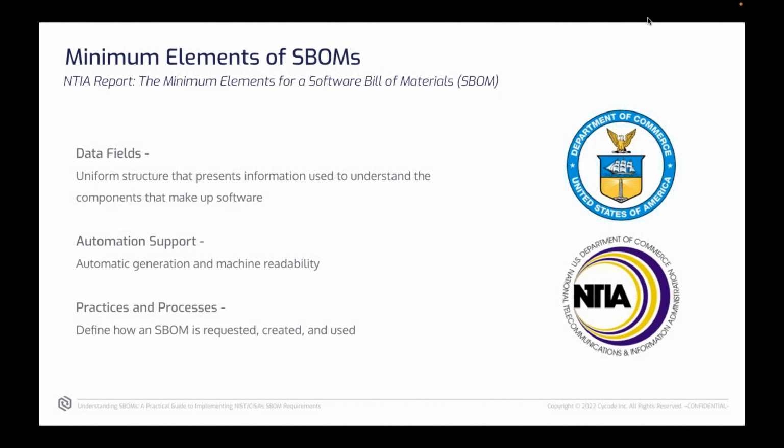So data fields gives you uniform structure that allows you to present information in a very easy and consistent manner so that they're easy to understand and easy to use. Automation is key here because we're dealing with lines and lines of code and lots of components. It can be quite complex to understand the supply chain relationship between various components. And then again, having set practices in place about how an SBOM is requested, created, and used is also really important. And we're going to look at each one of these individually in a little bit more detail.